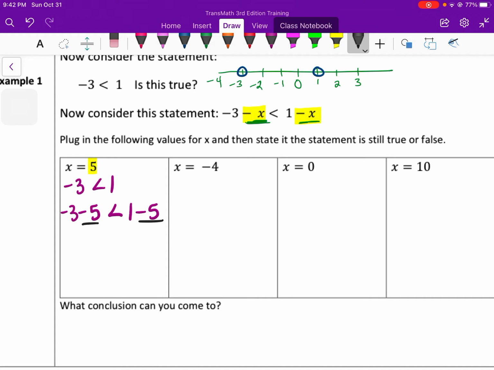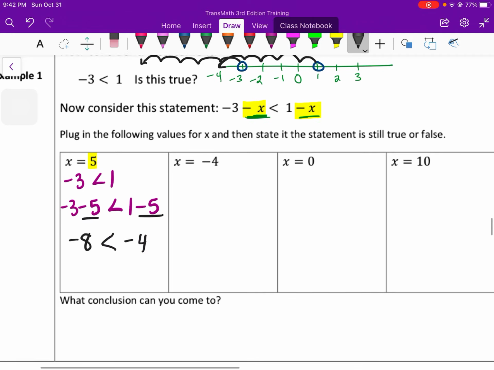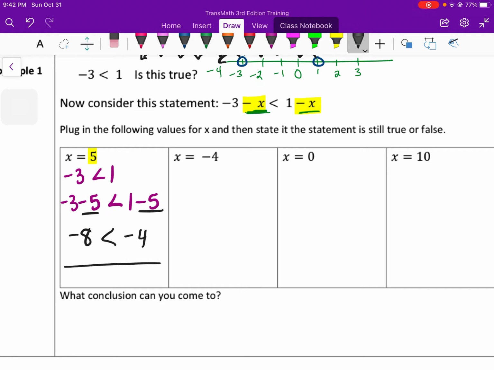Now, negative 3 minus 5: you're at negative 3, and you're going to go back 5, so you're going to end up at negative 8. And then if you're at positive 1 and you subtract 5, you're going to be at negative 4. Is this true? Is negative 8 less than negative 4? And that is true because negative 4 is closer to 0. Negative 8 is less than negative 4. So subtracting 5 from both sides did not change my inequality.